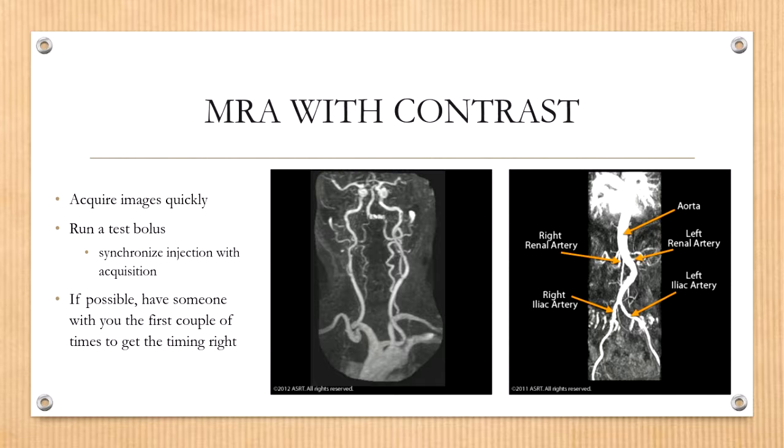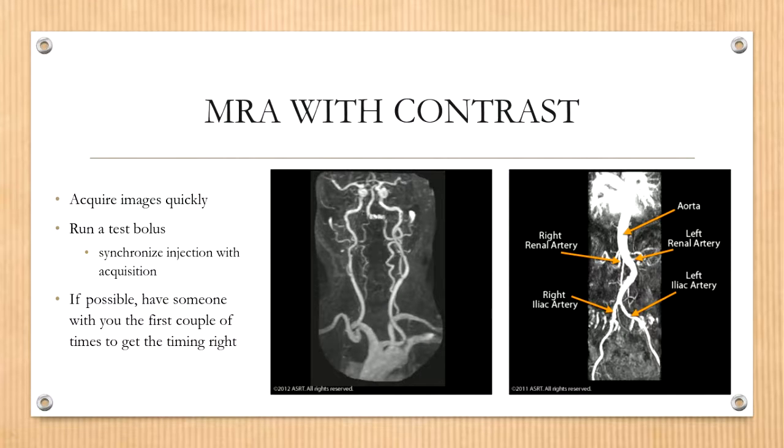The most important thing to remember when you're using contrast with angiography studies is that you want to run a test bolus. And what that is, is just a small dose, maybe say 3 milliliters of contrast, that you're running through right before you actually start the study, using some basic sequences to see if the contrast is actually showing up and that it is in the IV and that it's running properly.